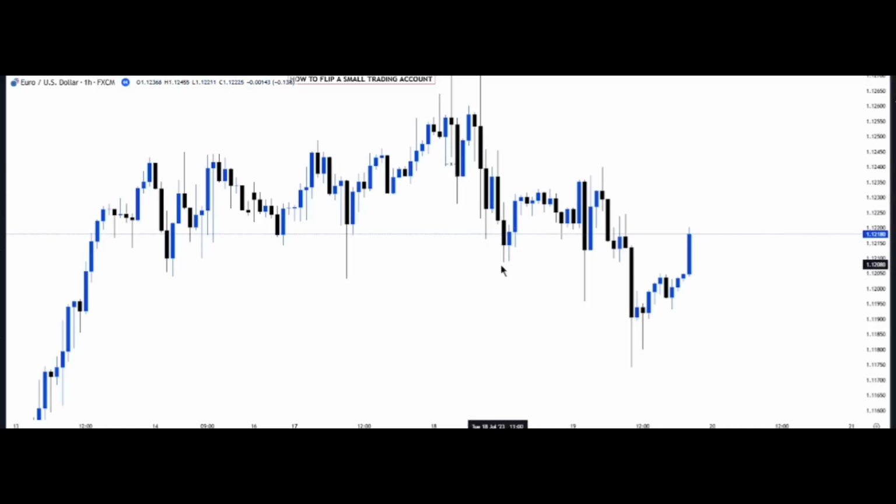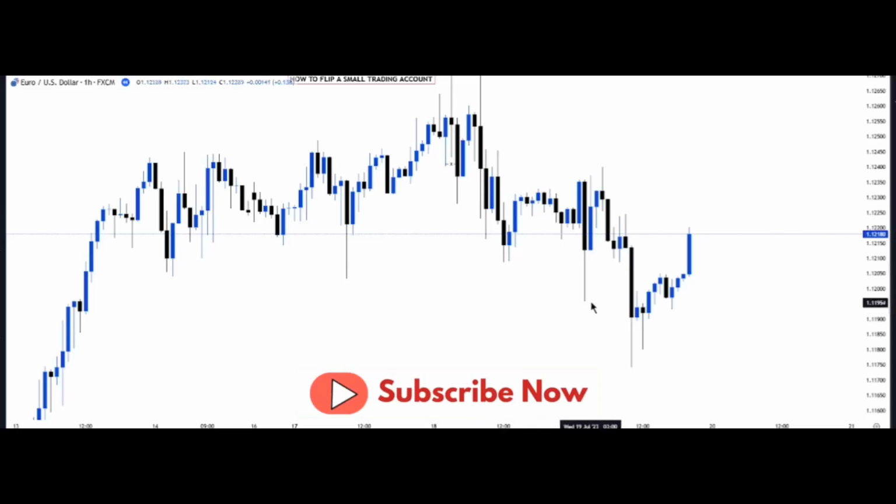our low here? Is this low valid? It will only be valid if it took out this inducement here. So it didn't take out that inducement, so it cannot be valid. And before you know it, this low went up and printed this high and came back down to take out this low and printed a new low.